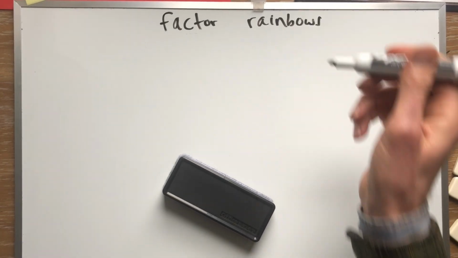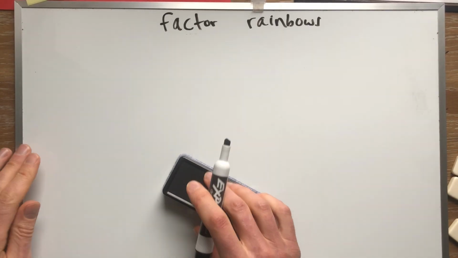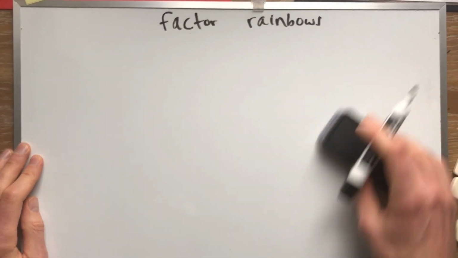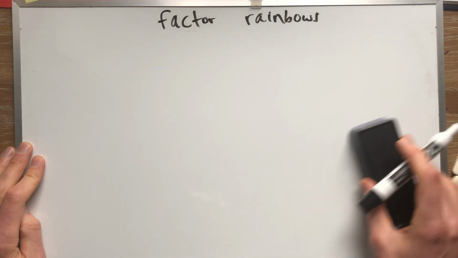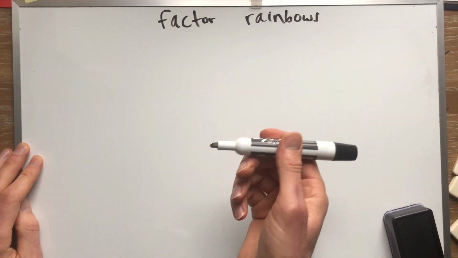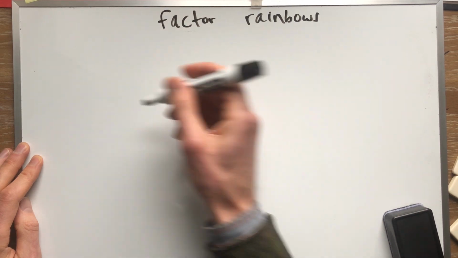Hey guys, we're looking at factor rainbows today and how they relate to division. Do you remember factor rainbows? Factors are numbers that are very important in division. So let's make a factor rainbow for 12.